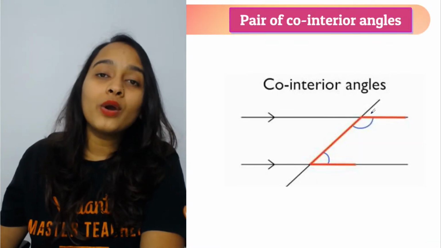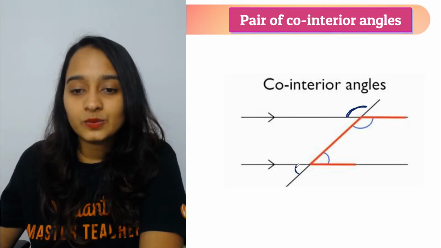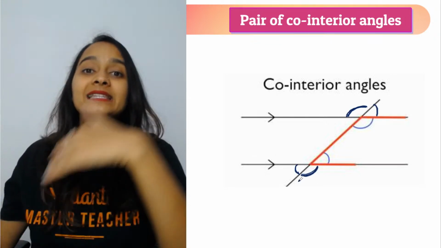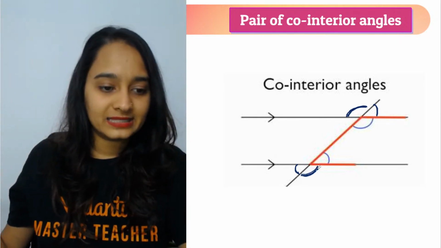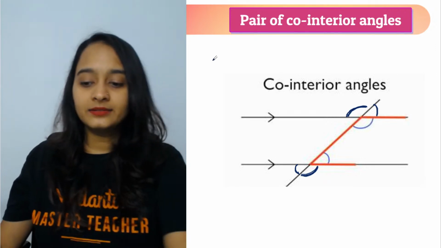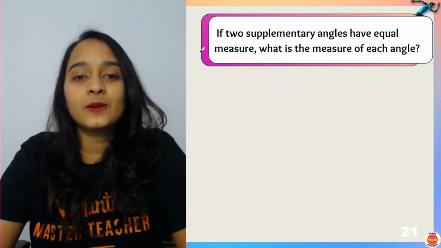And then what are co-exterior? They are also on the same side of the transversal, but on the exterior side of the two lines. Okay, everybody? Did everybody understand? Can we move forward with the questions? The first question is on your screen.